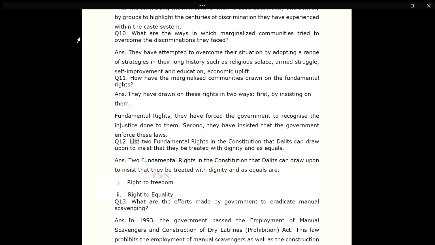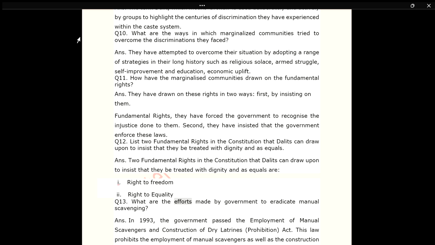Q12. List two fundamental rights in the Constitution that Dalit can draw upon to insist that they be treated with dignity and as equals. Ans. Two fundamental rights in the Constitution that Dalit can draw upon to insist that they be treated with dignity and as equals are: 1. Right to freedom. 2. Right to equality.